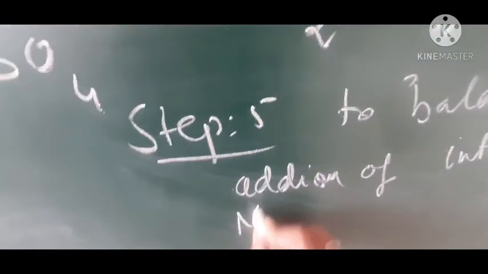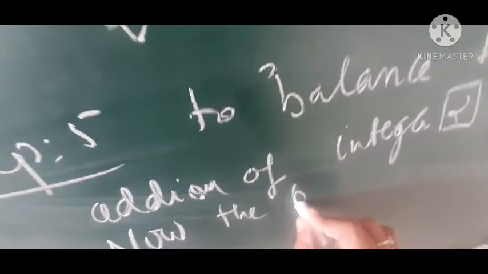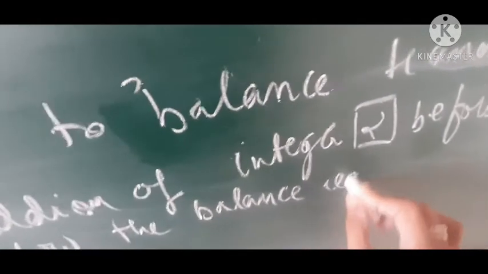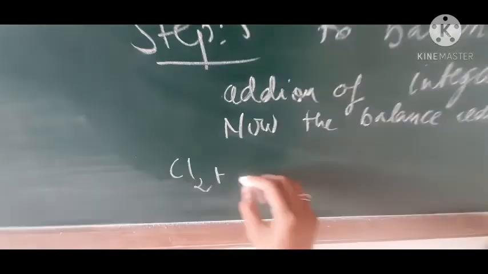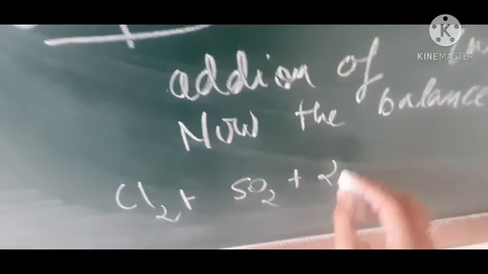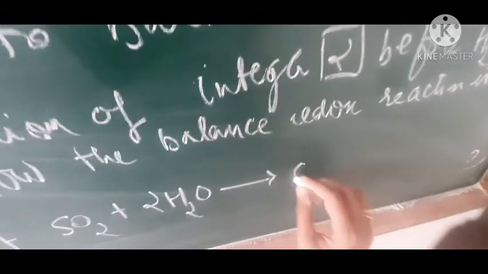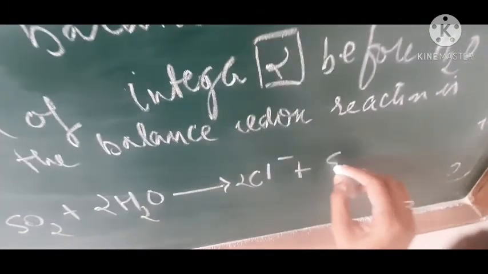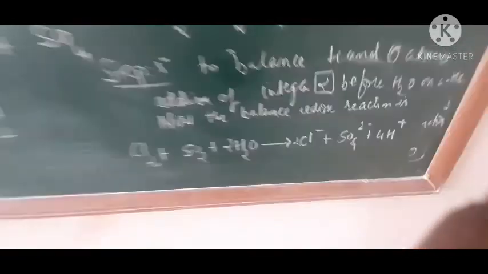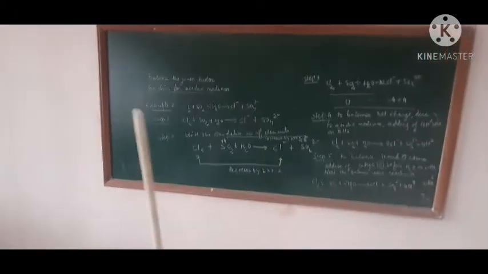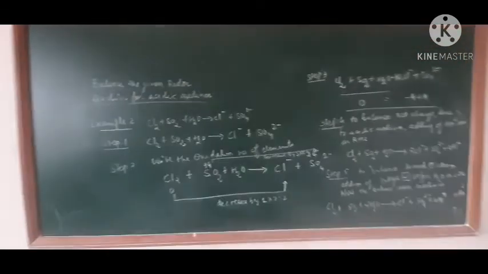So now the balanced redox reaction is Cl2 plus SO2 plus 2H2O, which gives 2 chloride ion plus sulfate ion in acidic medium. So children, you can just have a look over here at how that particular reaction is going to be balanced. It is going to be balanced very easily.